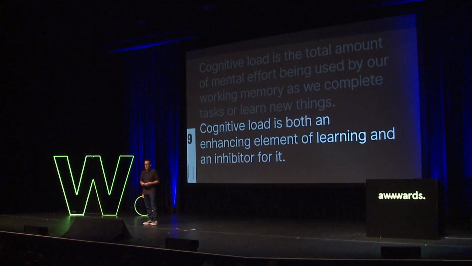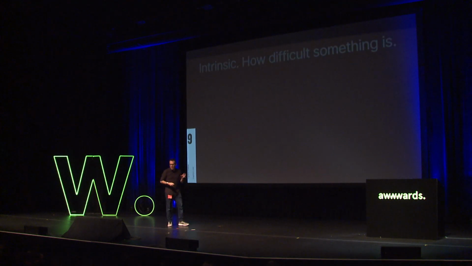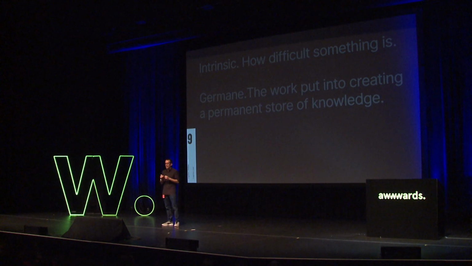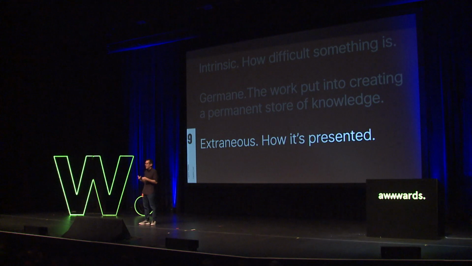It's not working anymore. So cognitive load is divided in 3 parts. It has like 3 different layers. I care about the third one. The first one is intrinsic, how difficult something is. The germane layer, the work that you need to put into creating a permanent store of knowledge, like a schema of what you're learning. And the one that we as designers can actually affect, that is the extraneous layer. And that is how tasks are presented.